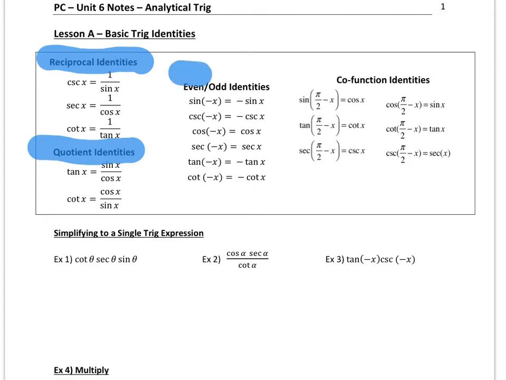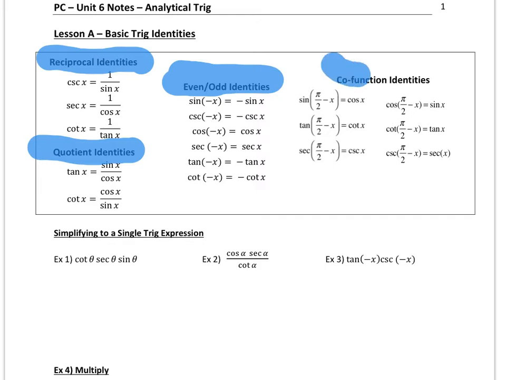Then we come to these even and odd identities, and that has to do with the fact that the sine, cosecant, tangent, and cotangent are all odd functions, and the cosine and secant are even functions. So what does it mean to be an even function? Well, that means if I take the cosine of the opposite of the number, it's the same as taking the cosine of the number itself, and same with the secant. So if you take the sine of the opposite of a number, you're going to get the opposite of the sine. So it's an odd function for sine and cosecant, and also for tangent and cotangent.